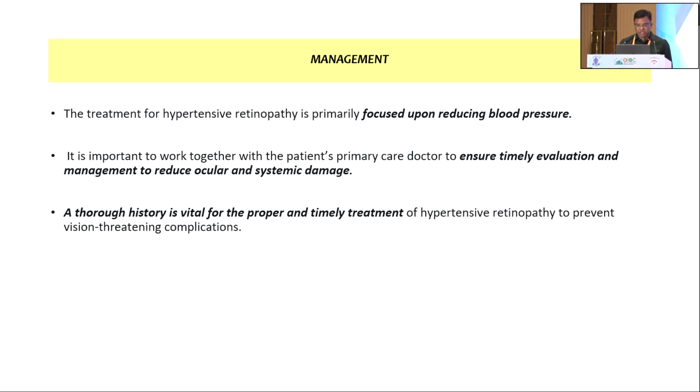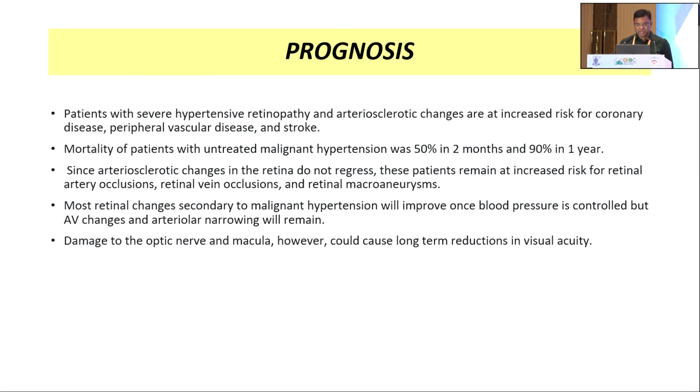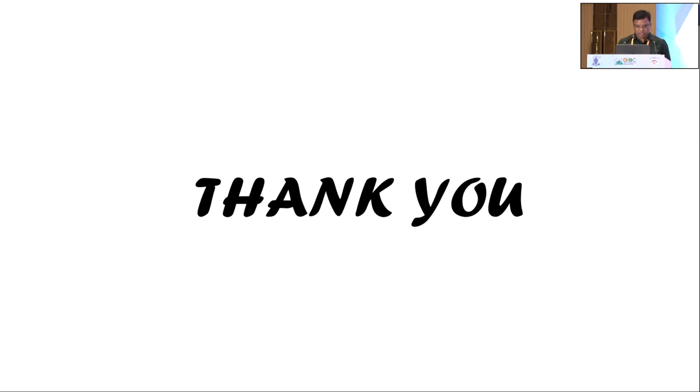Management is primarily focused on reducing the blood pressure, and it is the timely evaluation and management that reduces ocular and systemic damage. A thorough history is vital for proper and timely treatment. Complications do include central retinal vein occlusion, branch retinal vein occlusion, and microaneurysms. So prognosis is that patients with severe hypertensive retinopathy and atherosclerotic changes are at risk of coronary disease. Mortality of patients with untreated malignant hypertension was 50 percent in 2 months and 90 percent in 1 year. So important is to diagnose and treat hypertension as soon as possible. Thank you.